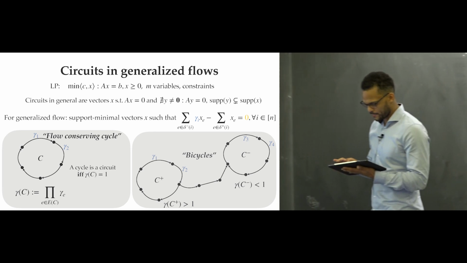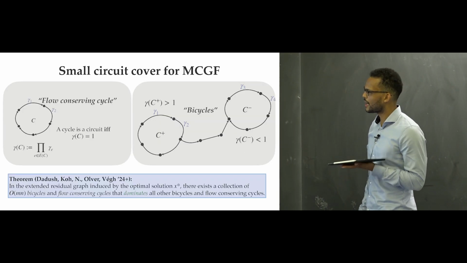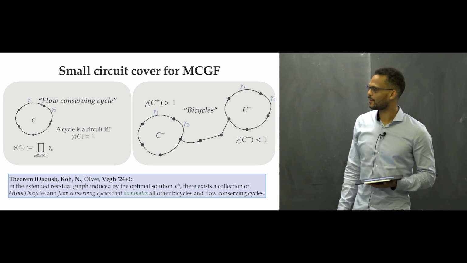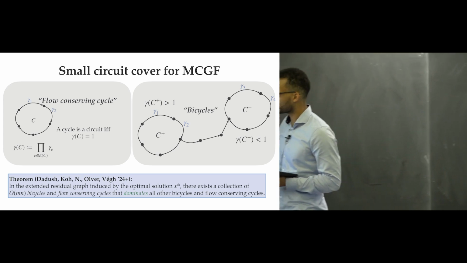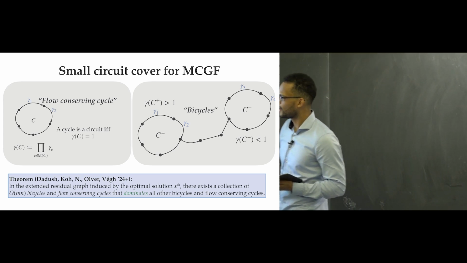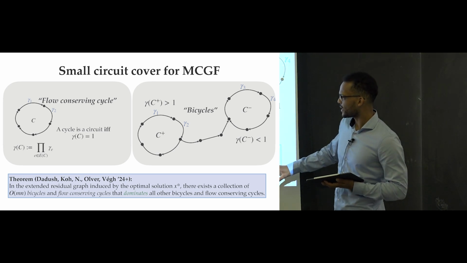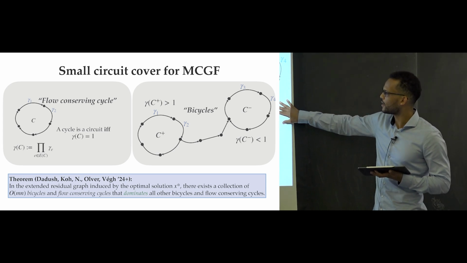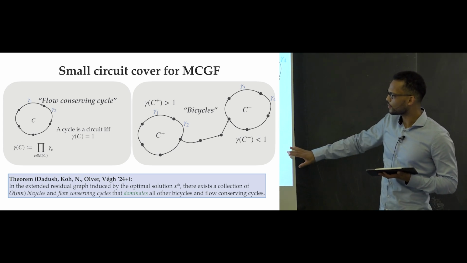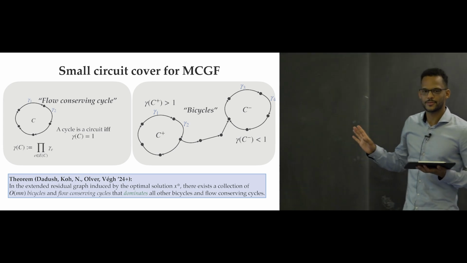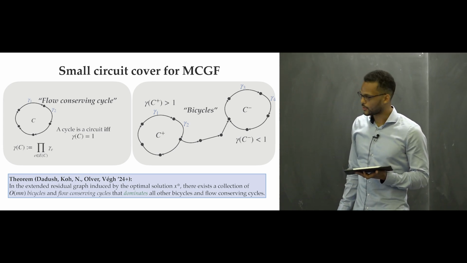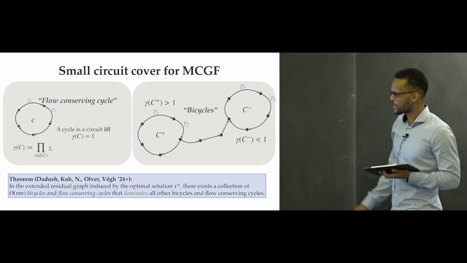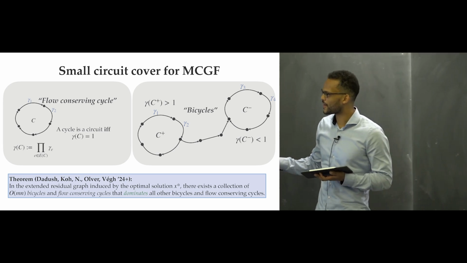Okay. And the very, very high level, rough explanation of why the straight line complexity is going to be small for minimum cost generalized flow is that all over your graph, there are going to be exponentially many of these bicycles. However, there's only a small polynomial number of them that actually matters. Okay? So this is the very, very high level explanation of why SLC is small.